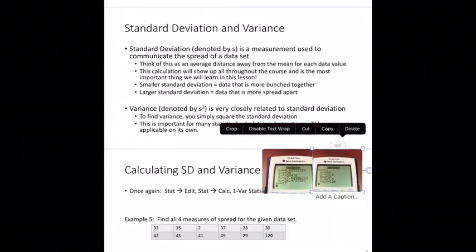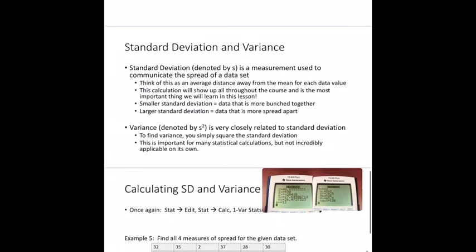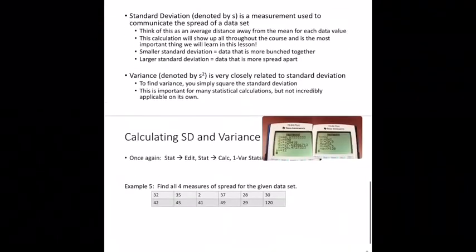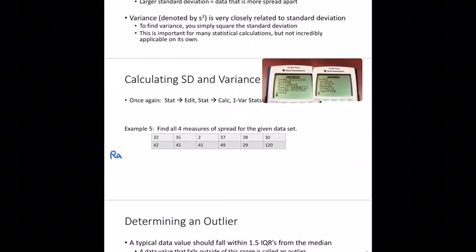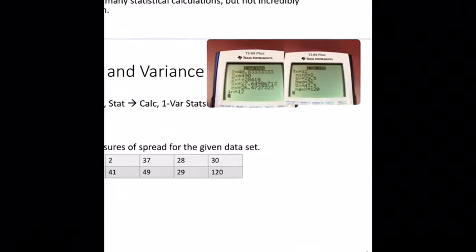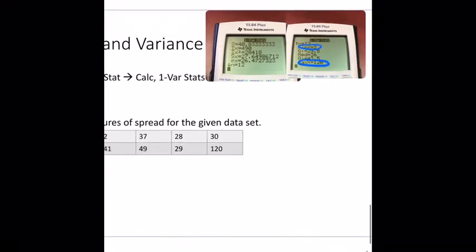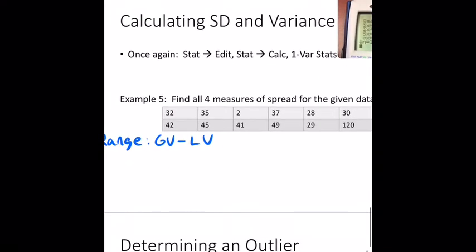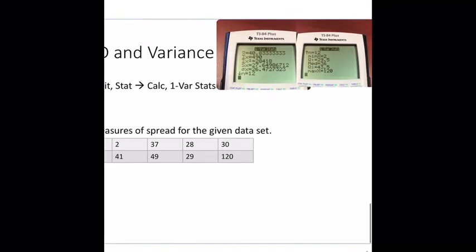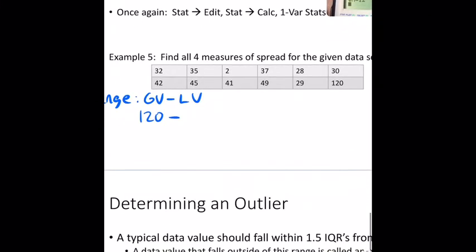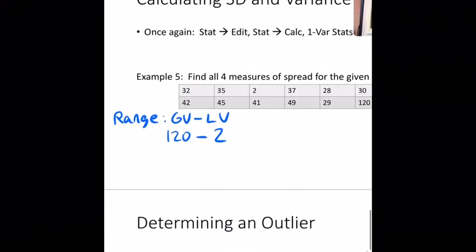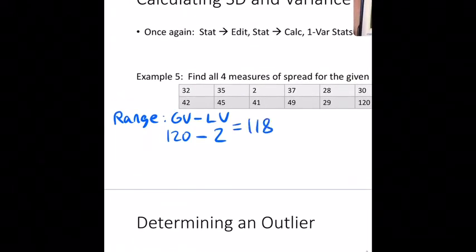All right, so using this information, I should be able to find all the different measures of spread. So the first of the measures of spread that we talked about was range. So the range is going to be the GV minus the LV, which, according to this, the greatest value is 120 and the least value is 2. So we're going to take the greatest value, 120, minus the lowest value, which was 2, and that's going to give us a range of 118.